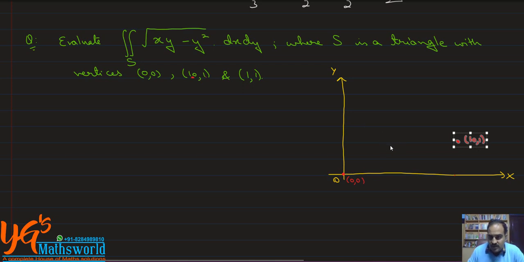Now the next point is x is 1 and y is 1. This is x 1 and y 1.